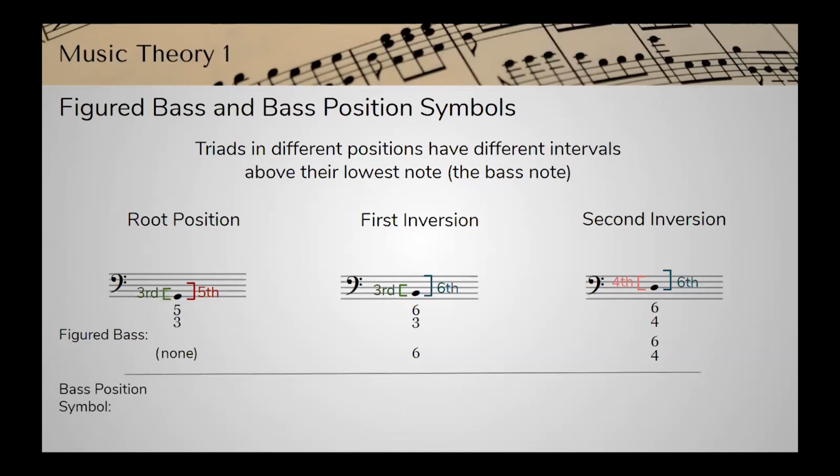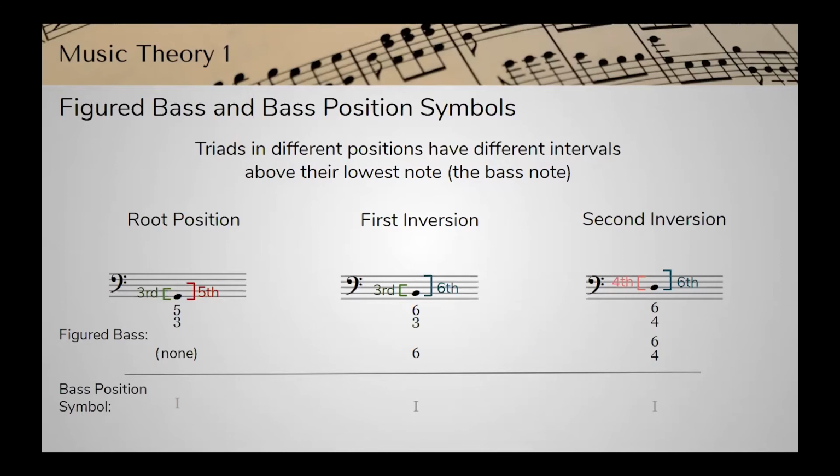Now, a bass position symbol is related to a figured bass symbol, but it's a little bit different in the way it's used. A bass position symbol is used with another symbol, which we'll talk about later, called a Roman numeral, or sometimes it'll be with the name of the chord itself. But it will always be attached to something else that indicates which chord we're talking about. So all of these numbers, these bass position symbols, will be written above and to the right of these other symbols.